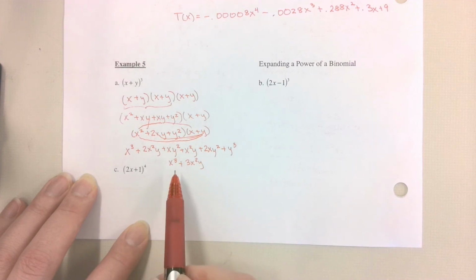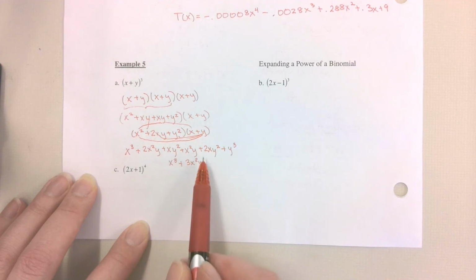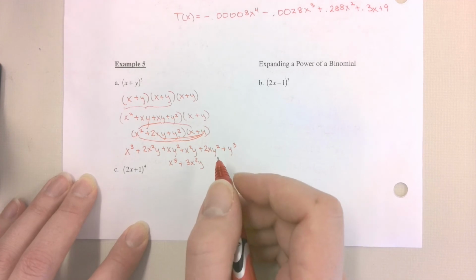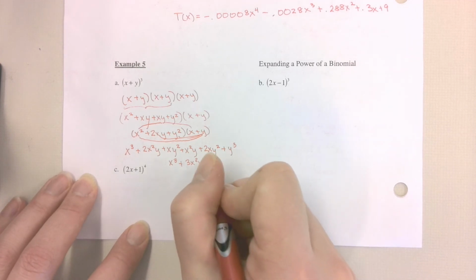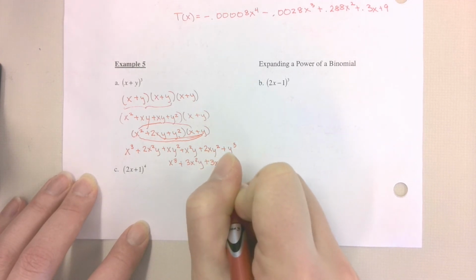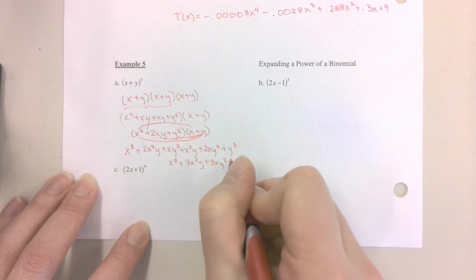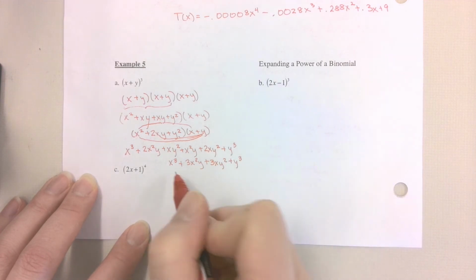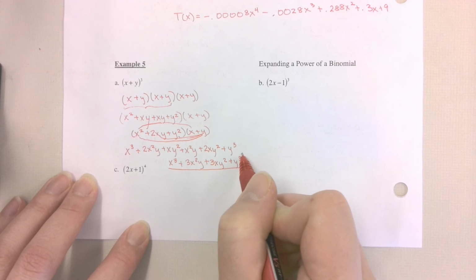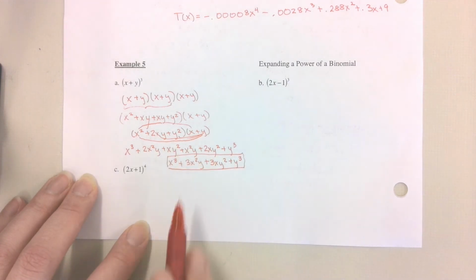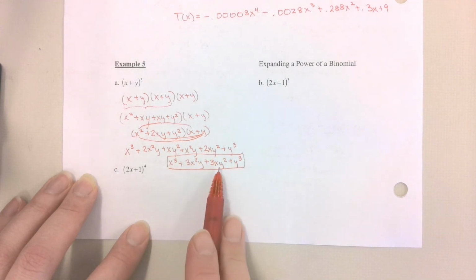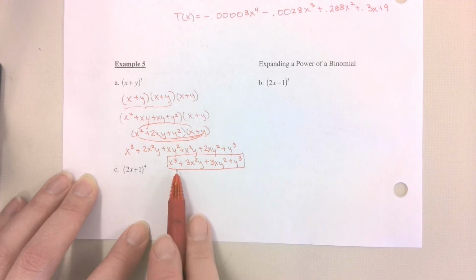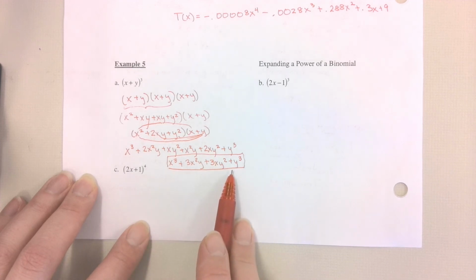Then I'm going to go to x to the first. I have an xy squared and a 2xy squared. So I get another 3, but it's xy squared. And then last I get my y to the third. So this is my final answer. And if we wanted to name it, every term is a power of 3 or degree of 3. And so I would call this a cubic polynomial.